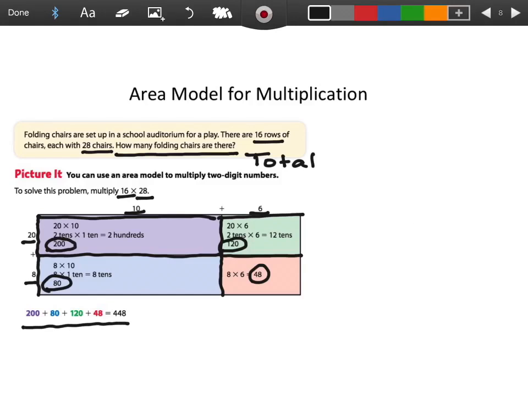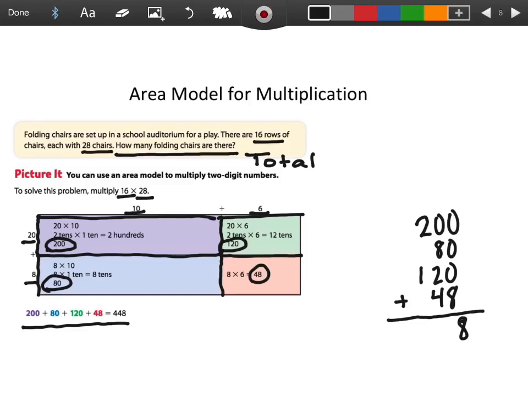Sometimes I like to line my numbers up. So I would say 200 plus 80 plus 120 plus 48. And notice I have my ones with my ones, my tens with my tens, and my hundreds with my hundreds. So to add my ones, I have 0 plus 0 plus 0 plus 8 ones is 8. 8 tens plus 2 tens is 10 tens, plus 4 more tens is 14 tens.